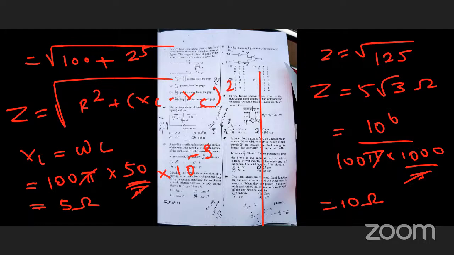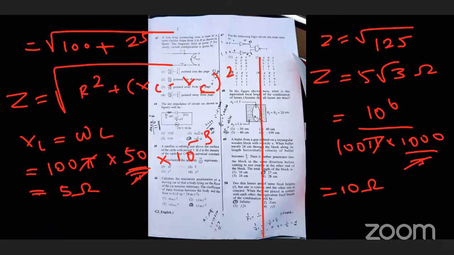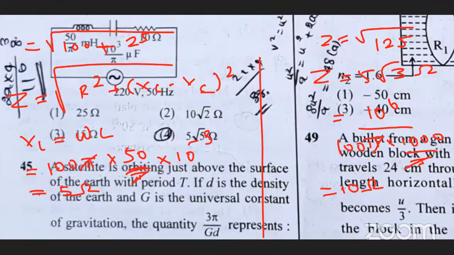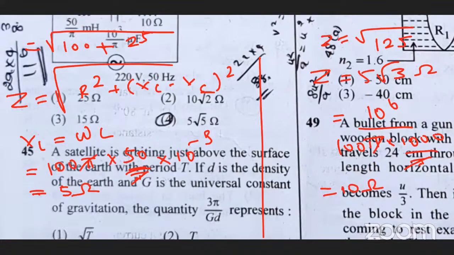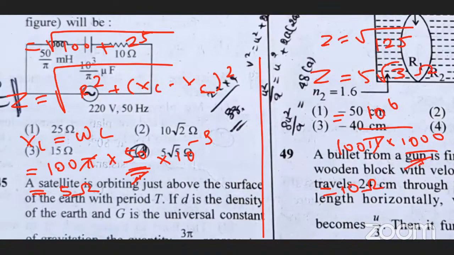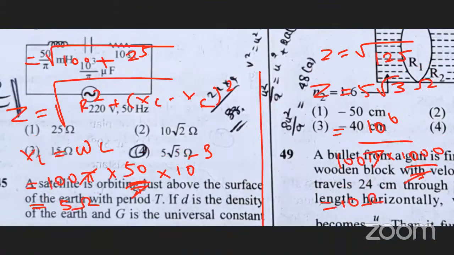So the right answer for this is 5 root 3 ohm. It's 5 root 5, not 5 root 3, it's 5 root 5. The option is 5 root 5. Option D, option 4, is the right answer.